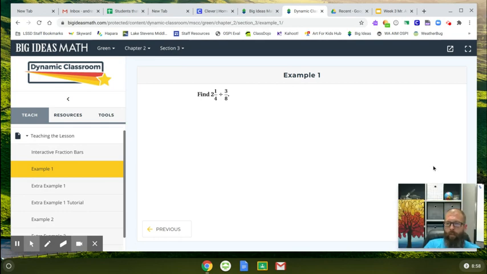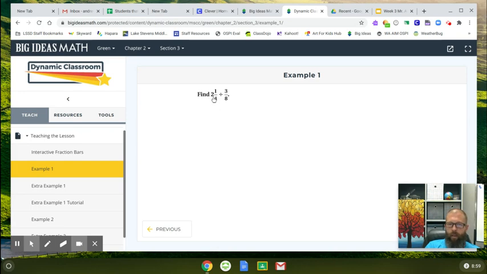This is chapter 2, 2.3, example 1. And oh my goodness, what do we do now? This is a lot more that they're adding on to us. So we got 2 1/4 divided by 3/8. Remember, the cool part about dividing fractions is you actually don't have to divide, you just have to flip and multiply. So flip meaning multiply by the reciprocal.